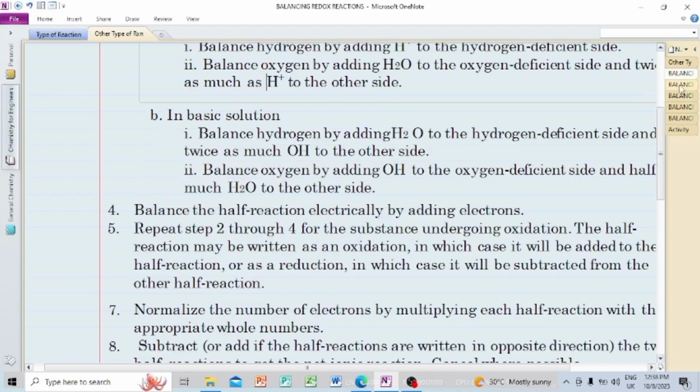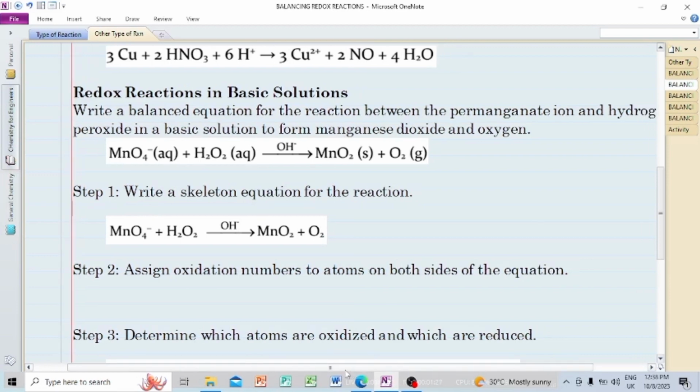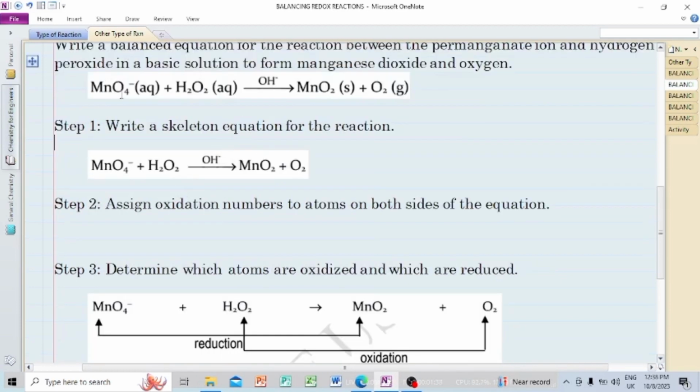Okay, so let's have some examples. Write a balanced equation for the reaction between the permanganate ion and hydrogen peroxide in basic solution to form manganese dioxide. So, step 1, write a skeleton equation for the reaction. So, we just write our equation.